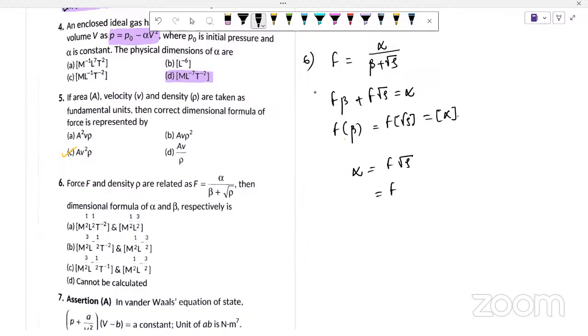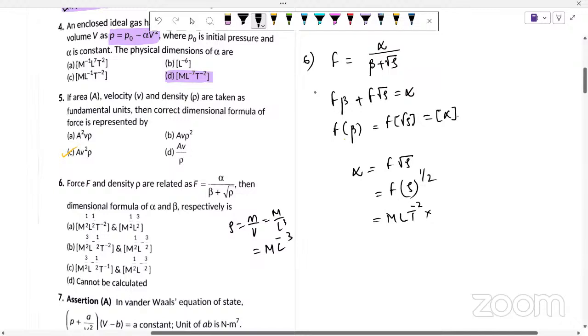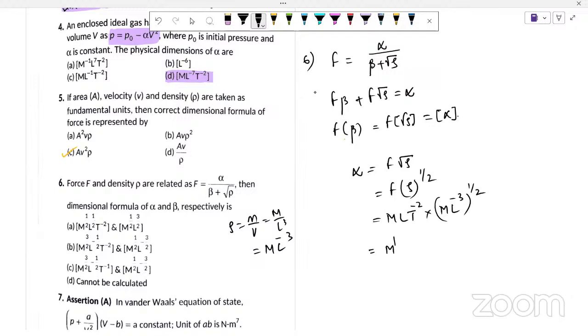So that is equal to F into density to the power of 1 by 2. The dimension of force is M L T power minus 2, and density is mass by volume, that means M divided by L cube, that is M into L power minus 3, to the power of 1 by 2. So this will become M power 1, L power 1, T power minus 2, M power 1 by 2, L power minus 3 by 2.